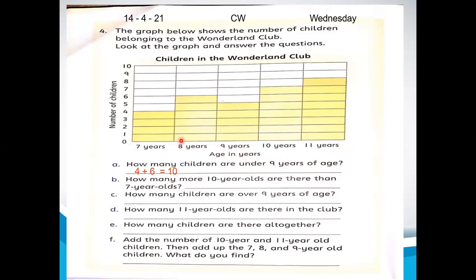So you will add the number of students of say 7 years and the number of students of 8 years. Here the number of students of 7 years is 4 and the number of students who are 8 years old is 6. So we will add these 2. 4 plus 6, we get this number of children 10. So 10 children are under 9 years of age.